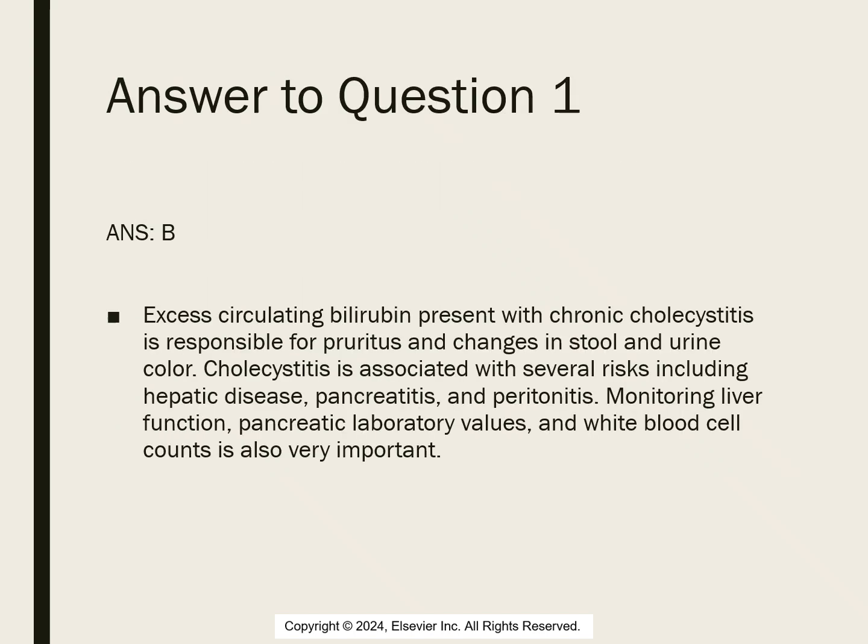B as in boy. Excess circulating bilirubin is present with chronic cholecystitis, and it is responsible for pruritus and changes in stool and urine color. Cholecystitis is associated with several risks, including hepatic disease, pancreatitis, and peritonitis. So monitoring liver function, pancreatic laboratory results, and white blood cell counts are also very important. However, for this question, our priority lab is going to be our bilirubin.